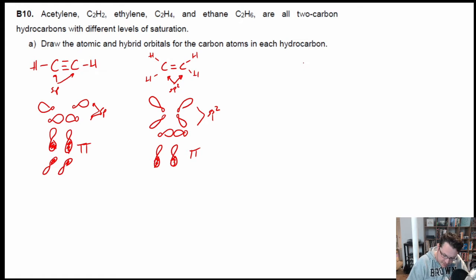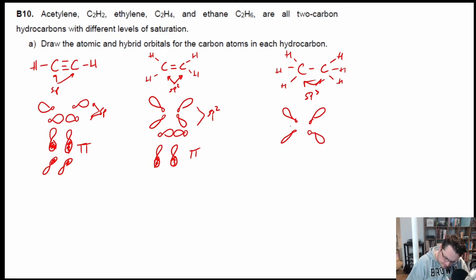And then for C2H6, these are all going to be sp3 hybridized. So it's just all balloons at this point. And so each one of those carbons has 4 sp3 hybrid orbitals that are forming the sigma bonds in those scenarios.